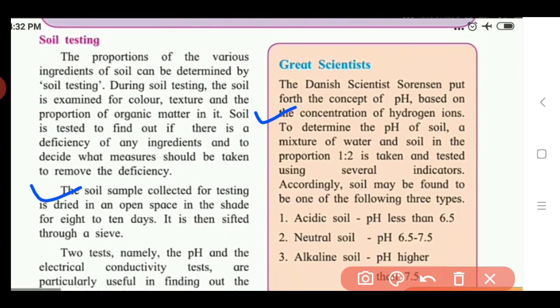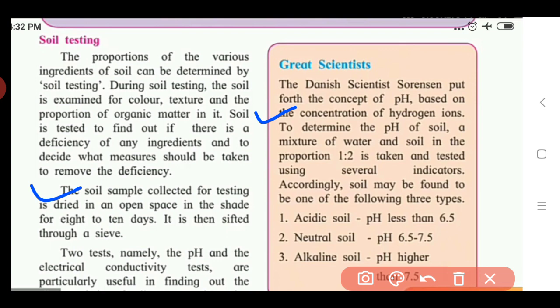What is the pH for acidic soil? It is less than 6.5, and for neutral soil it is exactly or in between the range 6.5 to 7.5. And what is the range for the alkaline soil? The pH is higher than 7.5. So in that way we can identify the pH of soil by testing with several indicators.